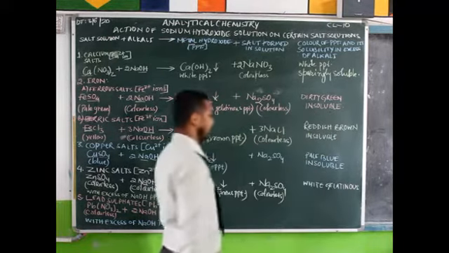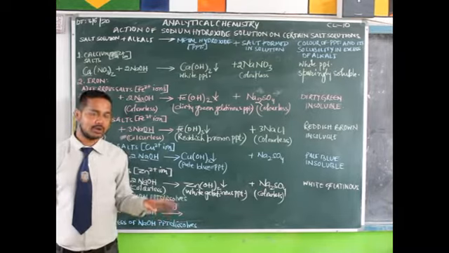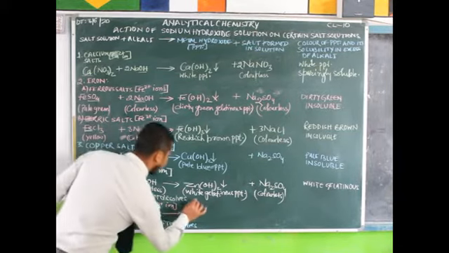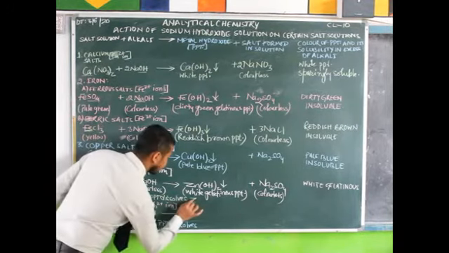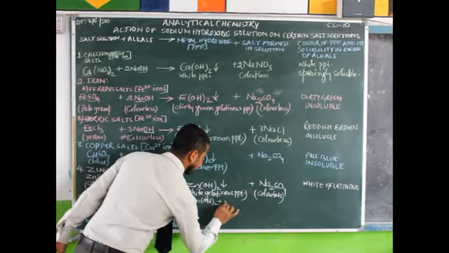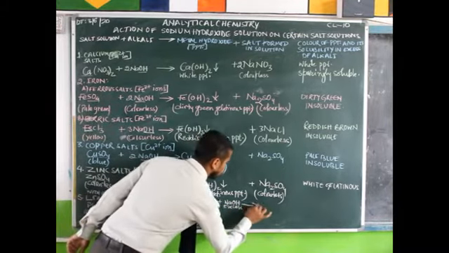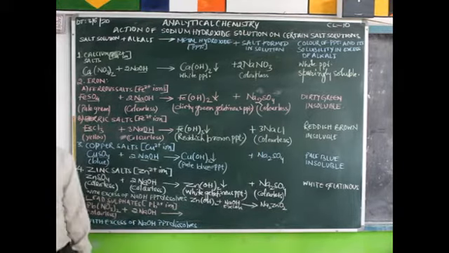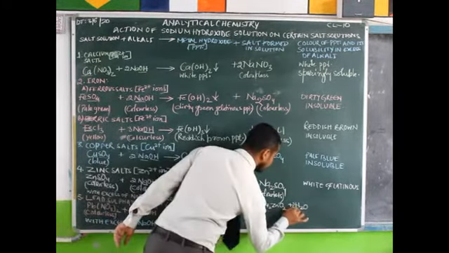White gelatinous you get. And with the excess of sodium hydroxide, what will happen to this zinc hydroxide? If you add excess of sodium hydroxide, then what you will get is this one: zinc hydroxide plus excess NaOH, then you will be getting Na2ZnO2 plus 2 molecules of water.